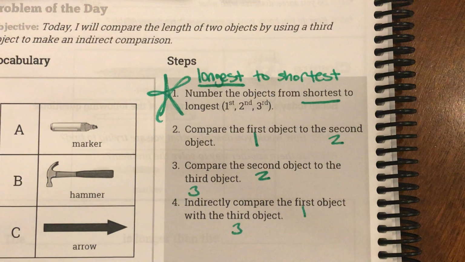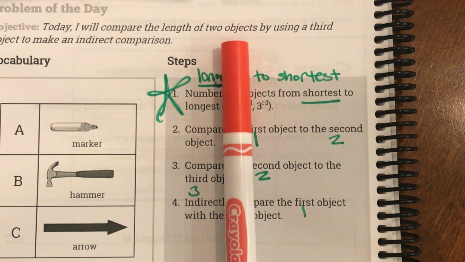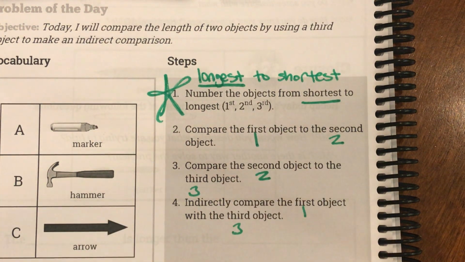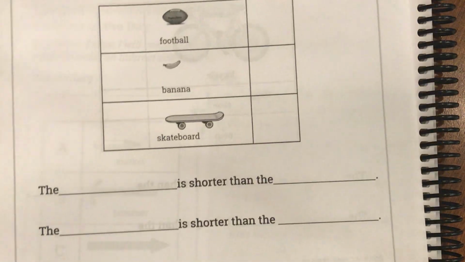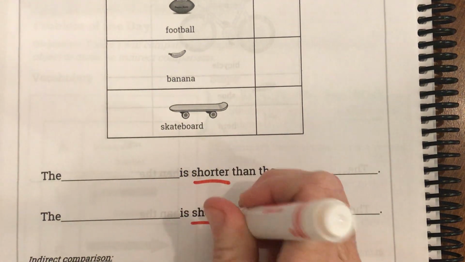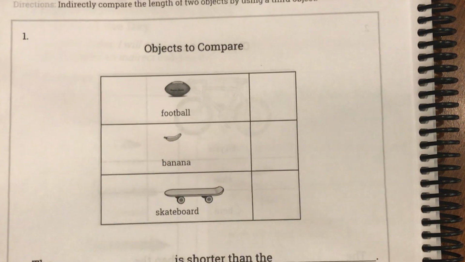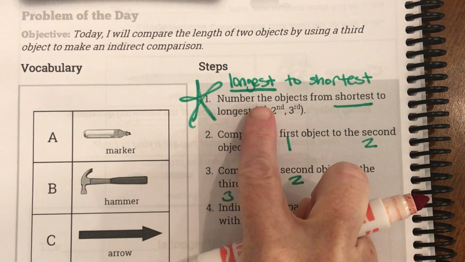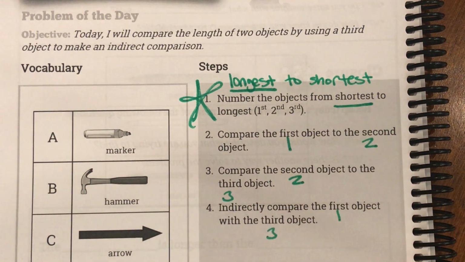Okay? So before we actually start together, I'm going to do some by myself. So I grabbed my red pen, and I want you just to watch me. Okay, so here's my steps, and here's my first problem. If I look at my problem down here, my problem's talking about shorter, shorter, and shorter. And I'm going to read those in a moment. But because they're talking about short, what I'm going to do with my steps is I'm going to number the objects from shortest to longest because short is the word I'm looking at.